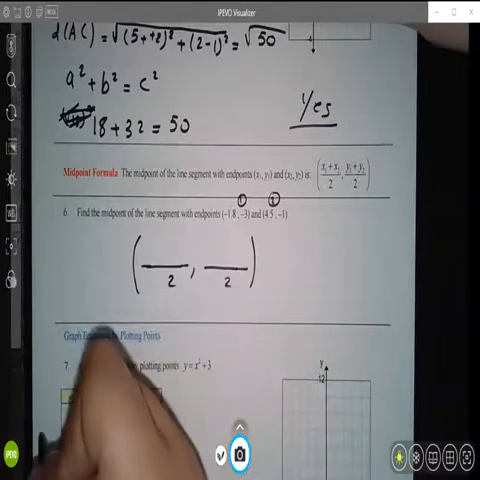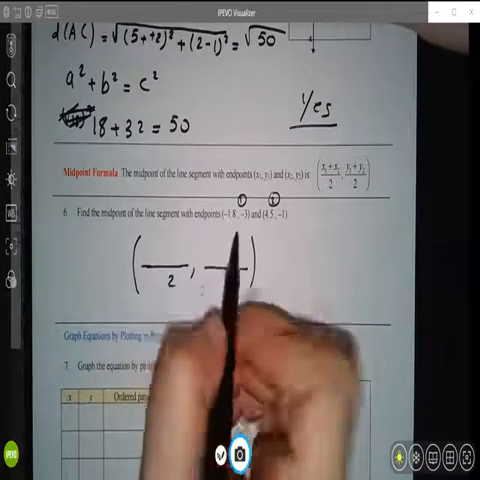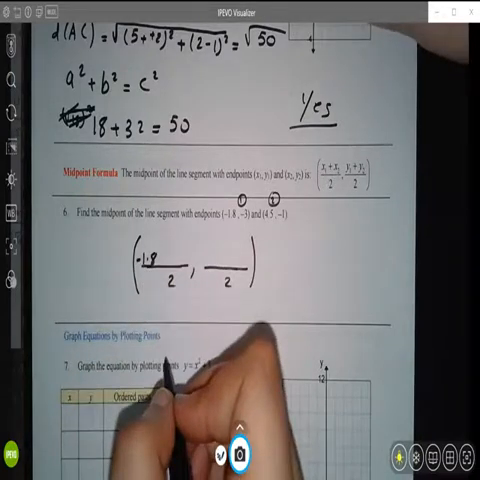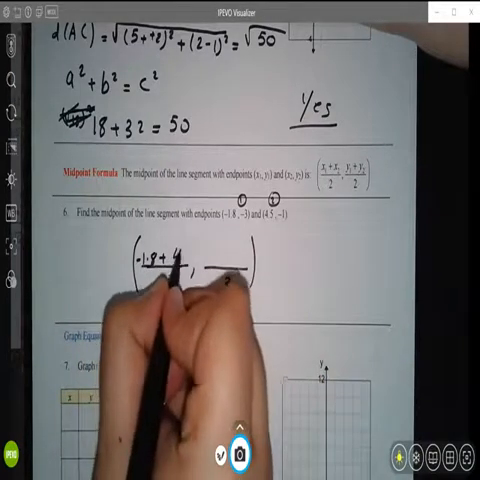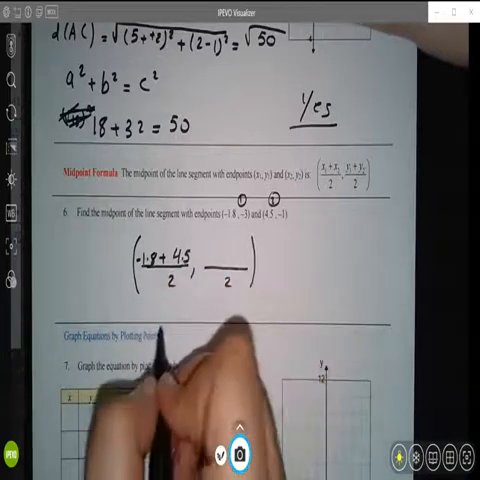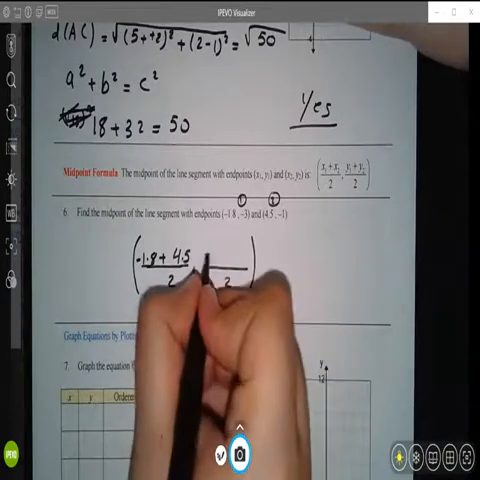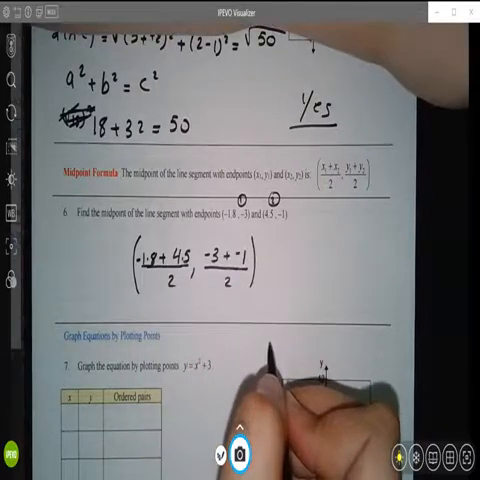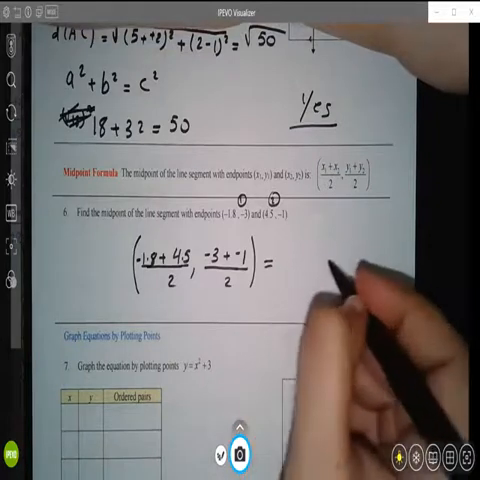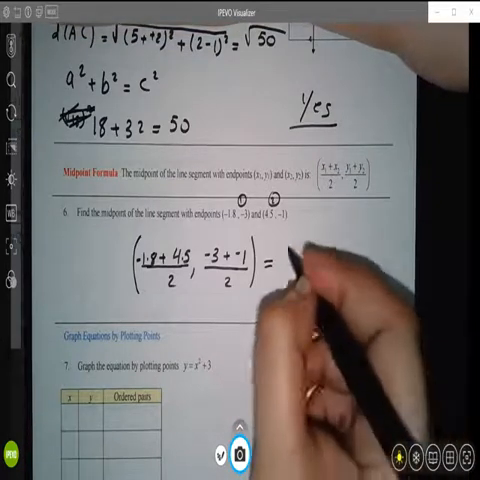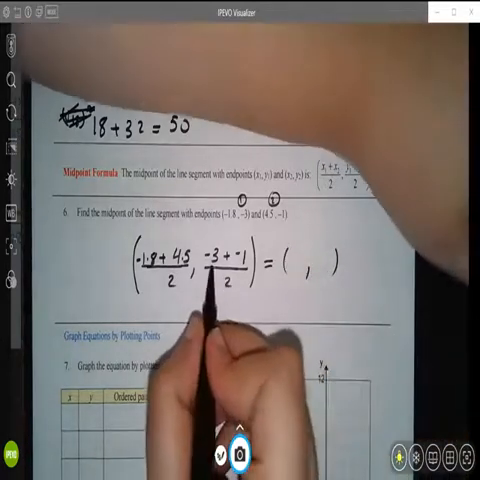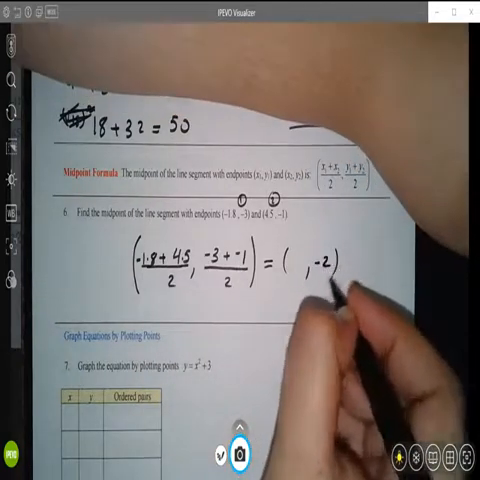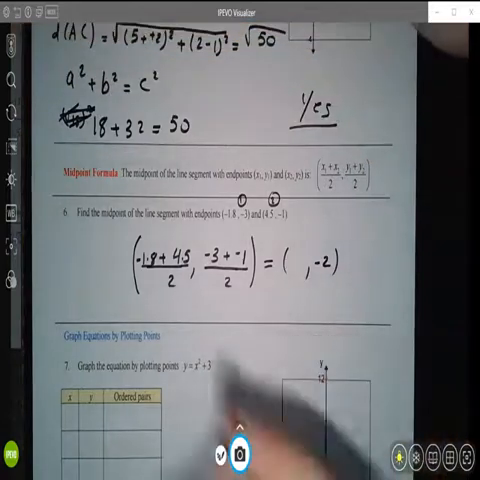Over 2, over 2. So my x1 is negative 1.8 plus 4.5. Now, for the y's, we have negative 3 plus negative 1. So for the y, you have what? Negative 3 plus negative 1, which is negative 4. Divided by 2 is negative 2. That one's easy. Now let's look at this one.